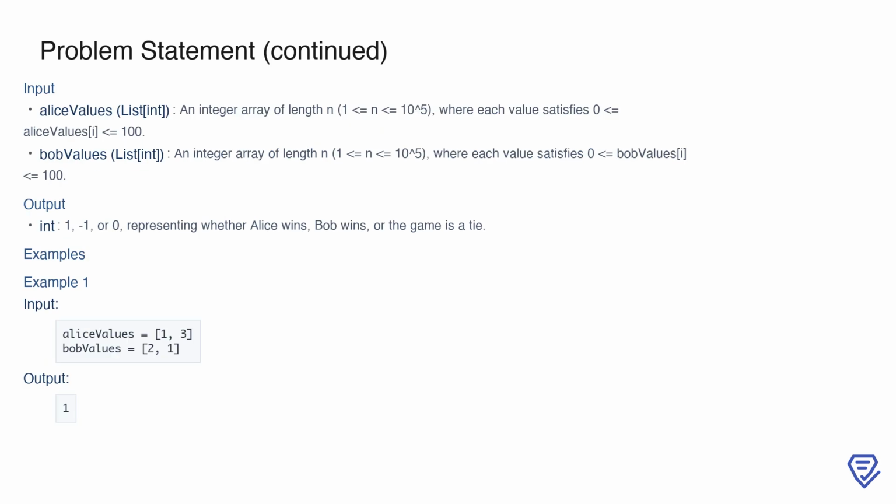The input to the problem consists of two integer arrays, Alice values and Bob values. Each array has a length of n, where n can range from 1 to 100,000. The values in these arrays are non-negative integers between 0 and 100. The output is a single integer, which can be 1, -1, or 0, indicating whether Alice wins, Bob wins, or if the game ends in a tie.